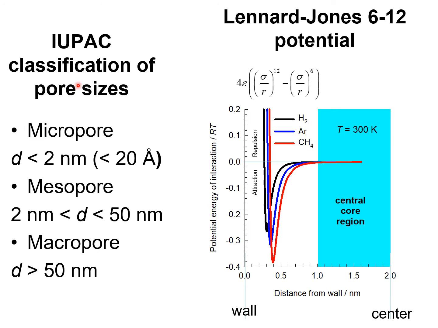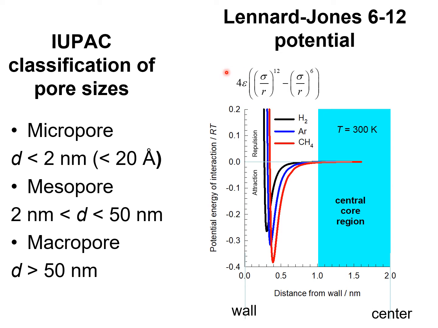Let us examine the IUPAC classification of pore sizes. A micropore has effective pore diameters smaller than 2 nanometers or 20 angstrom. A mesopore has pore dimensions in the range of 2 to 50 nanometers, and a macropore has pore sizes in excess of 50 nanometers.